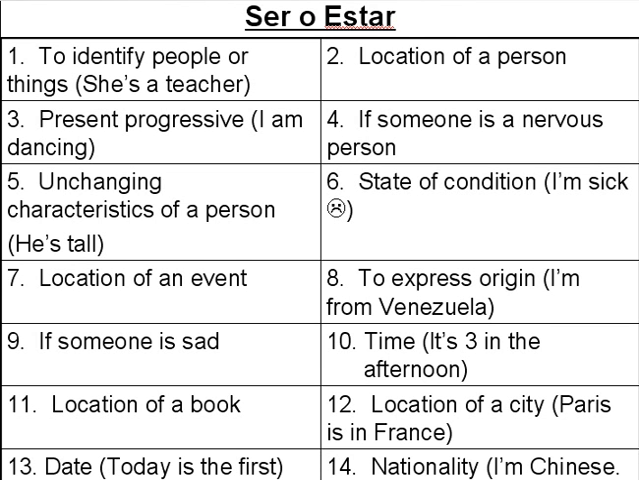11, location of a book. So again, we have location. A book is not an event, so we're going to use estar. El libro está en la clase. The book is in the classroom.